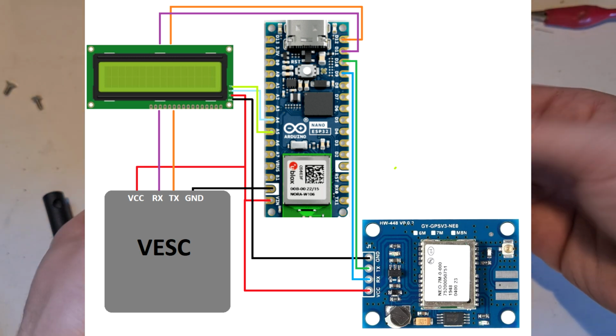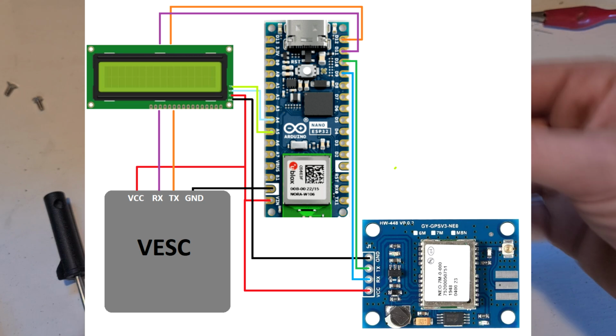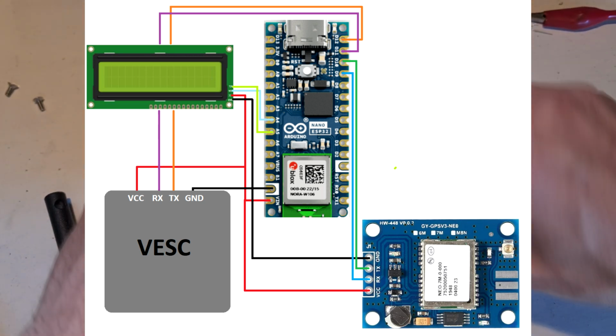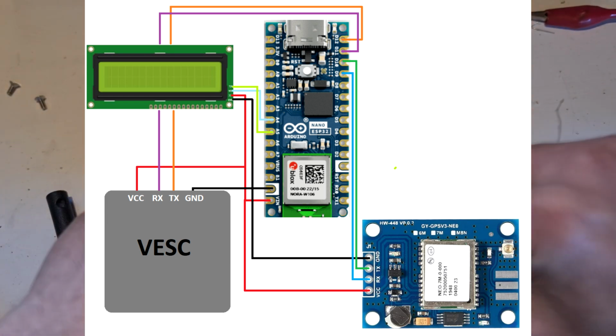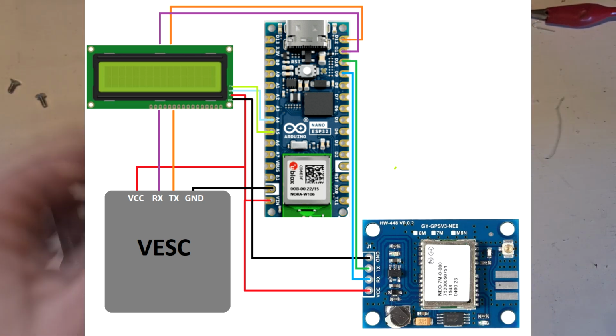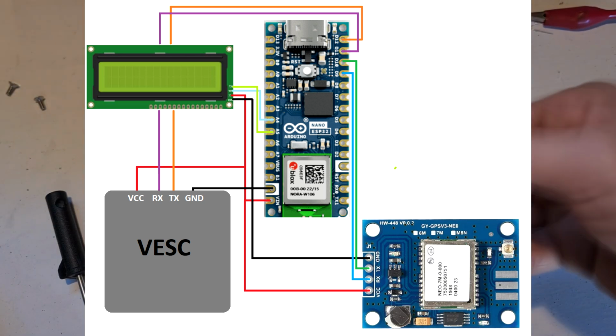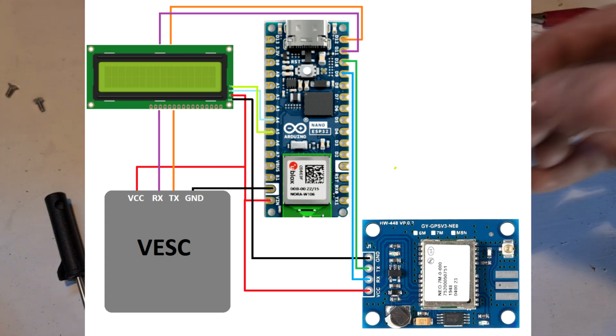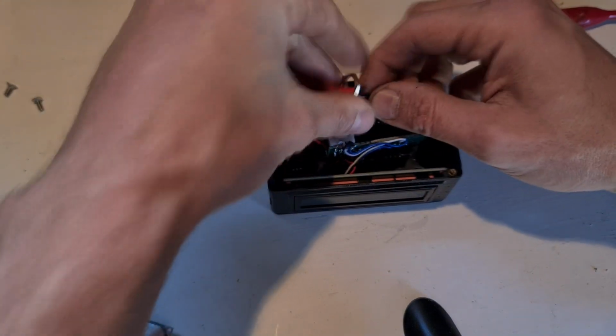The wiring diagram is nice and simple for this project. From the VESC, we're just getting power, ground, and TX and RX for the UART. We have power and ground and TX and RX for the UART again going to the GPS. And then finally, we just use I2C communication going to the LCD. These three modules is all you need for this.